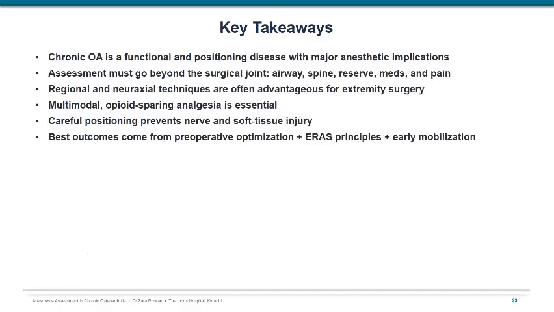So it's a functional and positioning disease with major anesthesia complications. Assessment must go beyond the surgical joints, like the airway and spine, as I've told before. Regional and neuraxial anesthesia techniques are often advantageous for extremity surgery. Multimodal opioid-sparing analgesia is again important for the ERAS program. Careful positioning prevents nerve and soft tissue injury. Best outcomes come from pre-operative optimization, ERAS principles, and early mobilization.